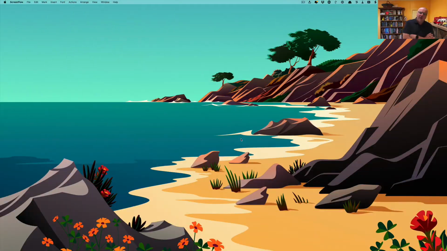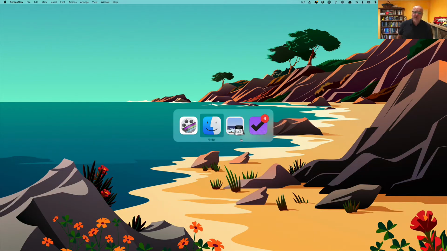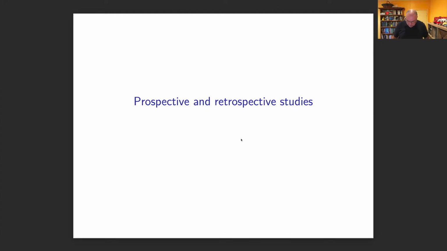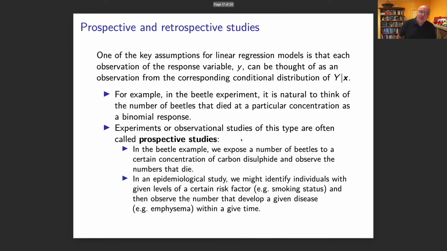Okay, in this video I'm going to look at retrospective and prospective studies and how we use logistic regression for them. They're very important in epidemiology, which is obviously the study of disease in populations. This is a very wordy slide, but let me see if I can summarize it.